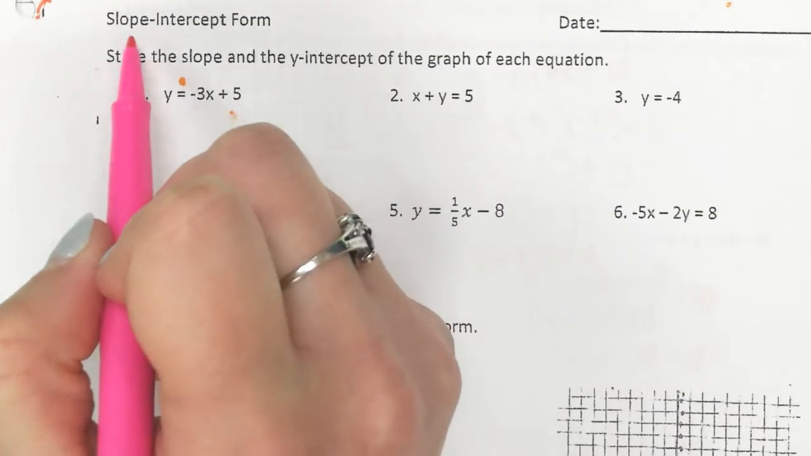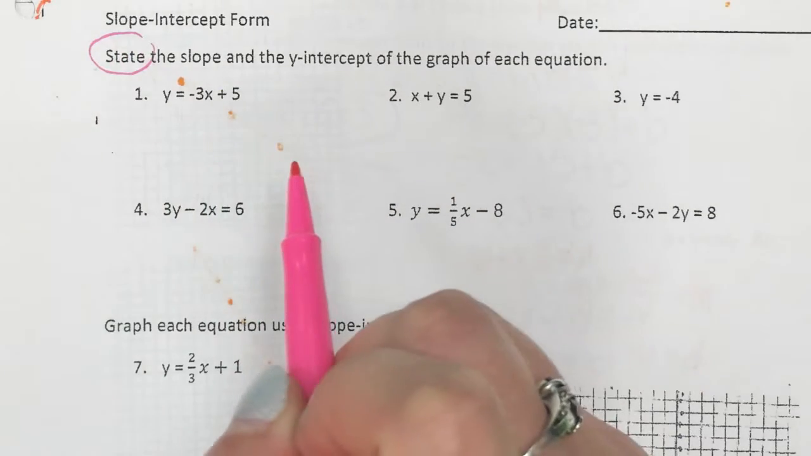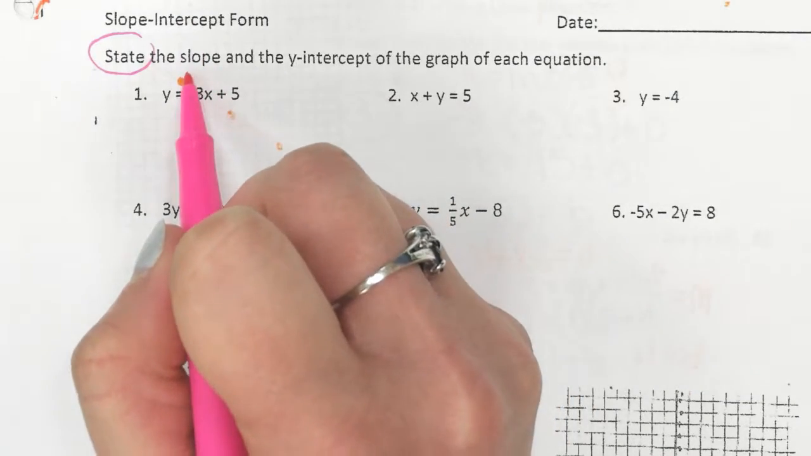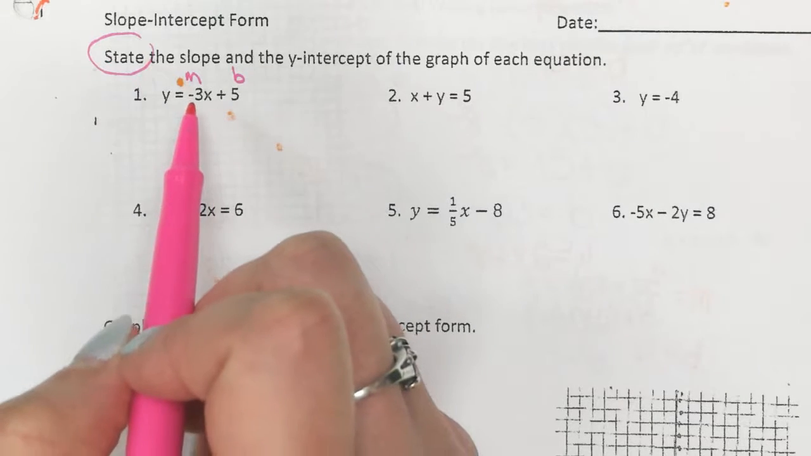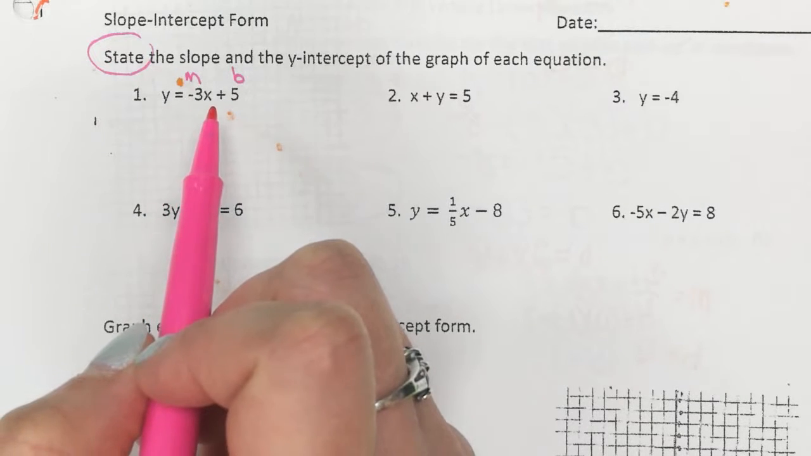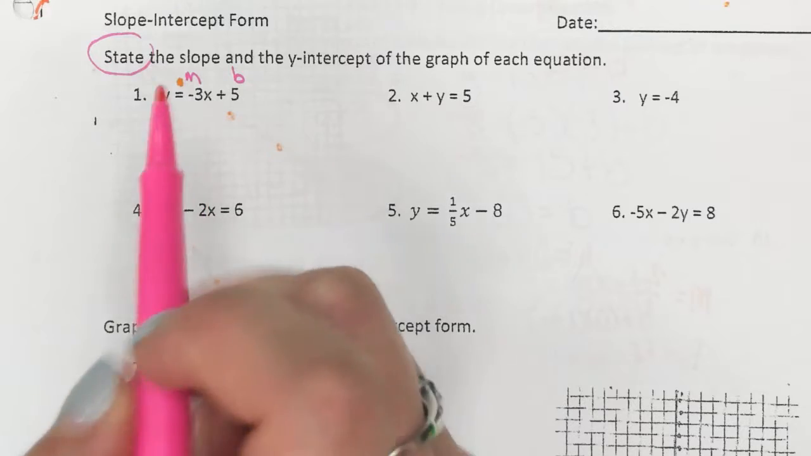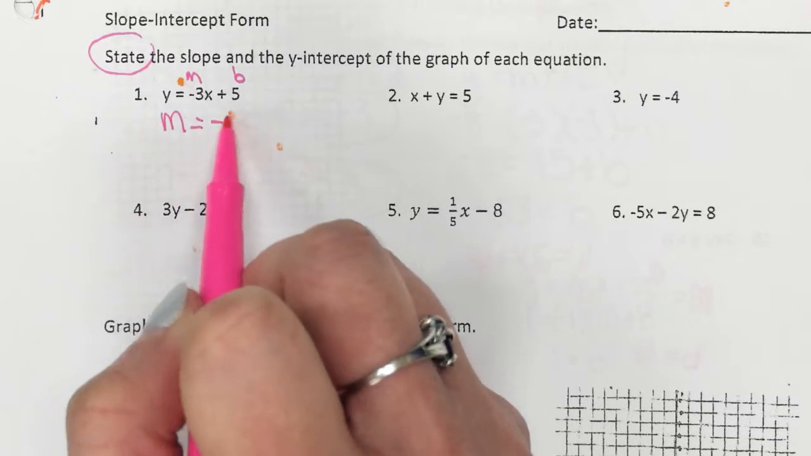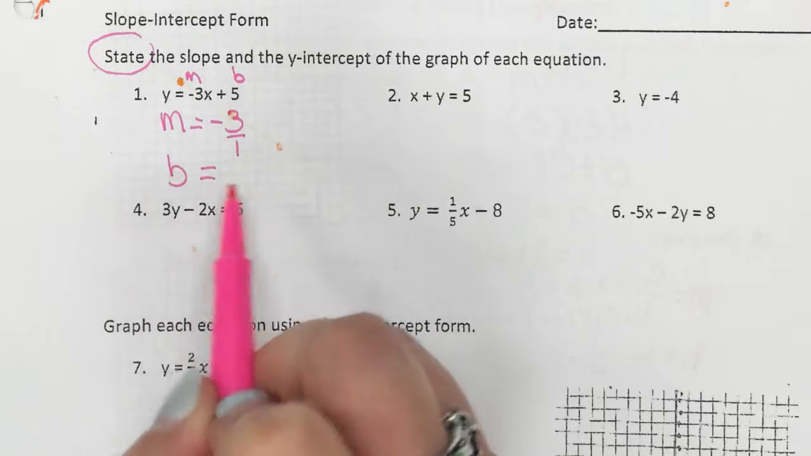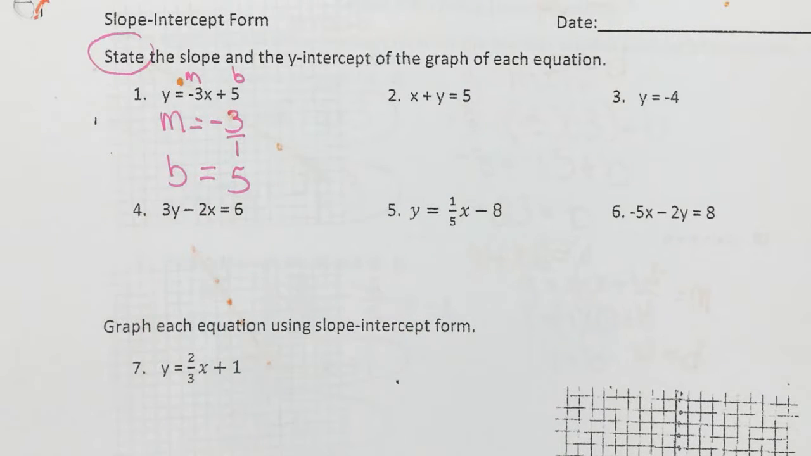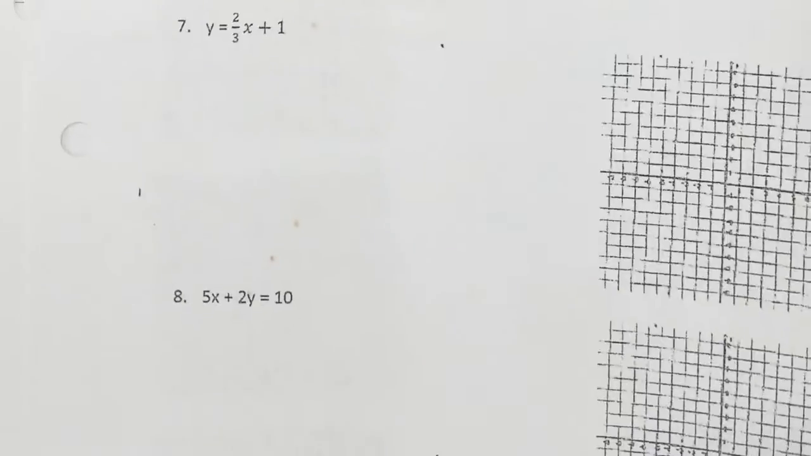Okay, let's talk about this word right here, where it says state. When you state, that does not mean do this. That is not stating. If you do that, then I don't know if you know that slope is 3 or if you know that slope is negative 3. That doesn't tell me anything. So please make sure you write slope equals 3 or 3 over 1 and y-intercept equals 5. Are y'all okay? Do we need to go over any of the graphing ones, 7 and 8? No? All right. Here we go.